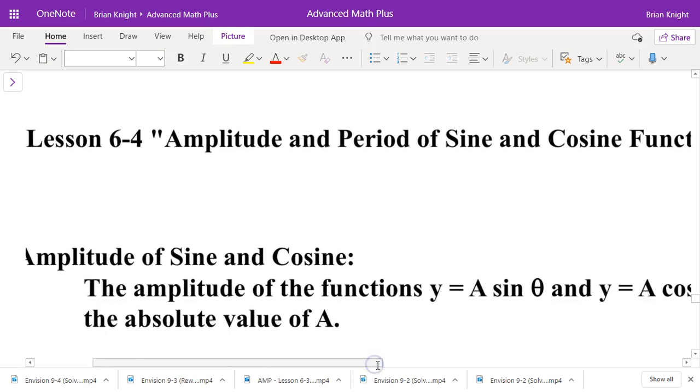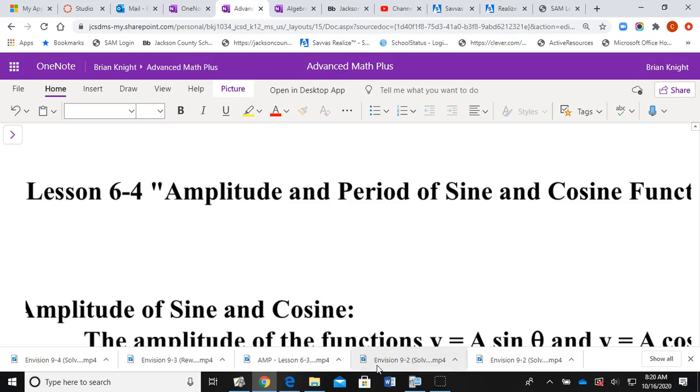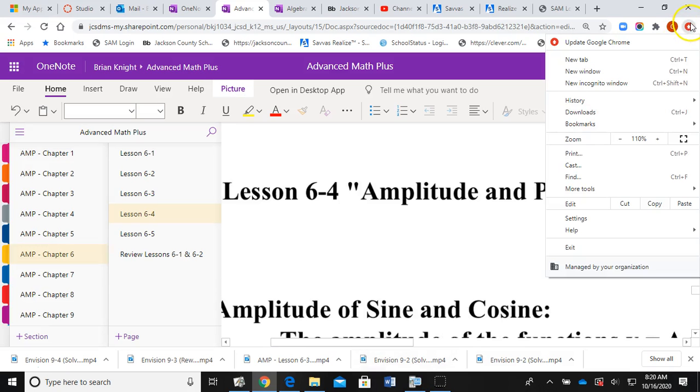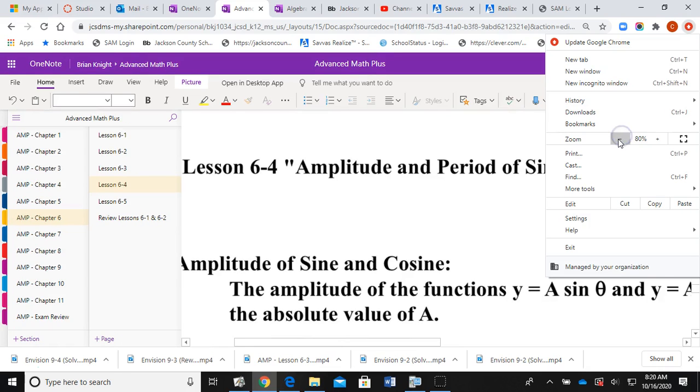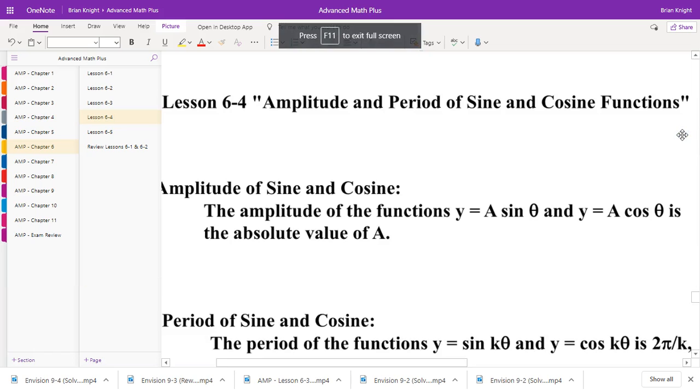Everybody ready? It's a little big, huh? Need to make that a little smaller. Let me see if I can do that. Let's try that. Hey, that's better.